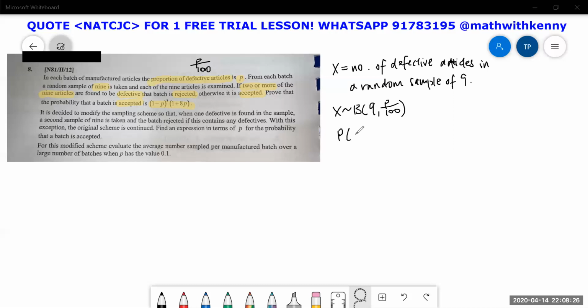The probability of accepted will be equal to the probability of X less than 2, which is equal to the probability of X less than or equal to 1. Make sense? So the probability of X less than or equal to 1 will be the probability of X equals 0 plus the probability of X equals 1.